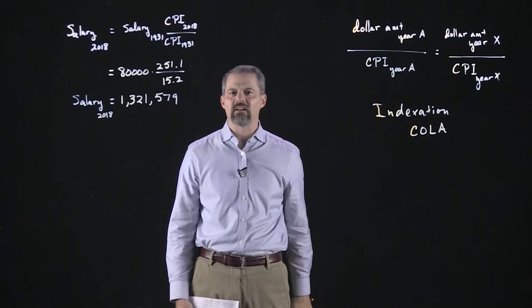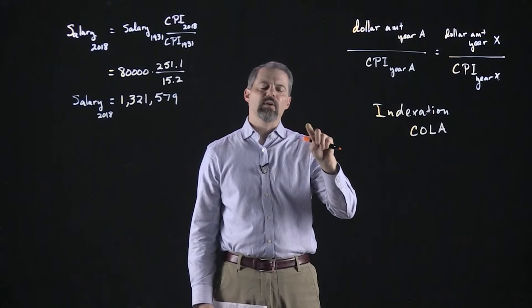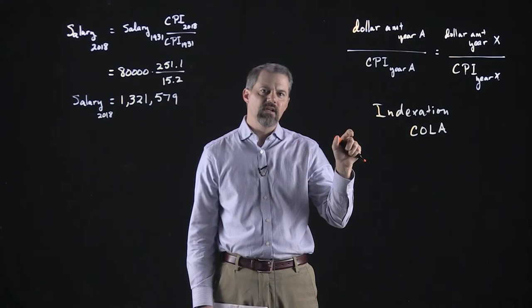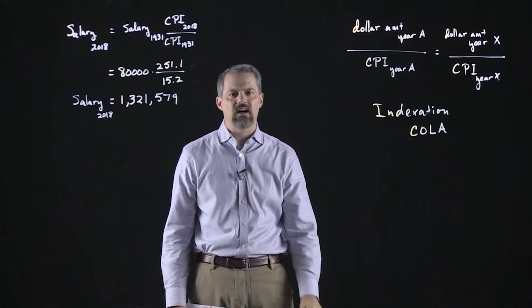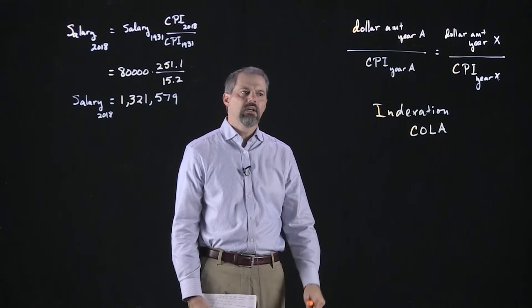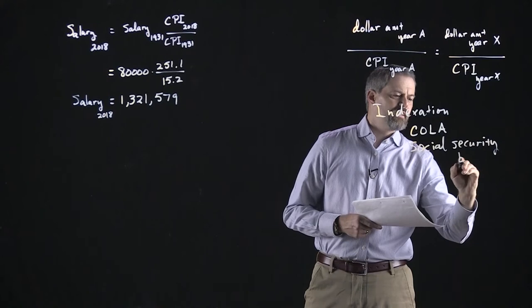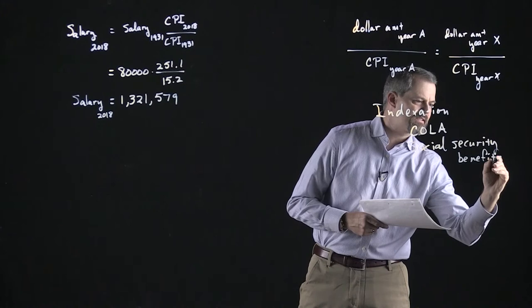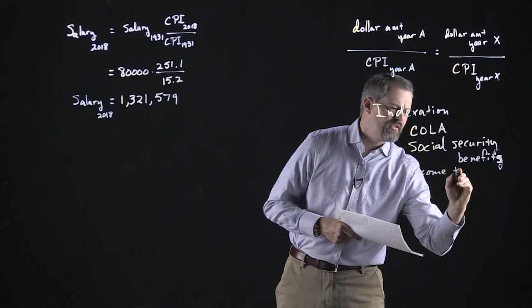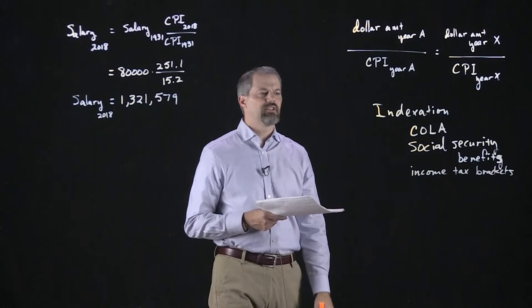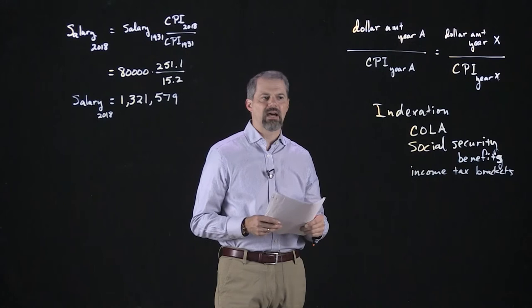You can see that this creates a problem if the CPI overstates inflation, because then your raise is going to be a little bit bigger than what you need to actually maintain a constant standard of living. So we want the CPI to be as accurate as possible, because sometimes it's used to index things. It's used to index Social Security benefits. It's also used to index income tax brackets. Again, we want it to be as accurate as possible because there are certain dollar amounts that are indexed, either by law or by contract.